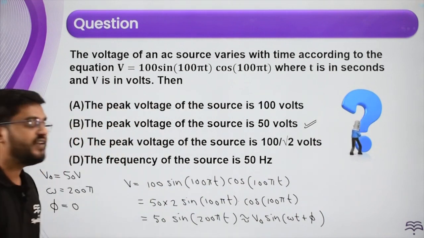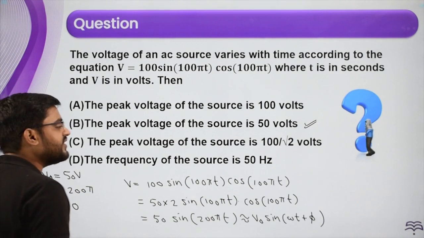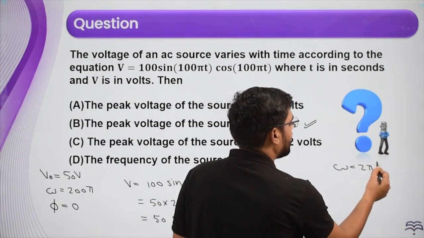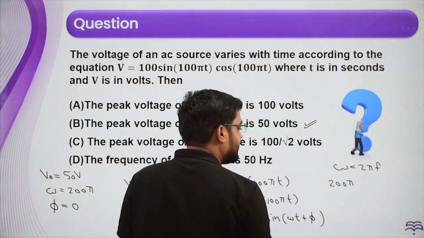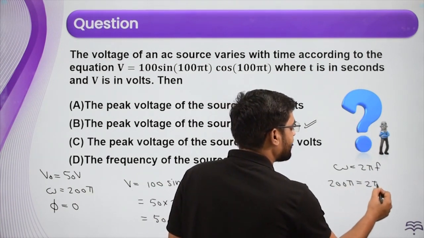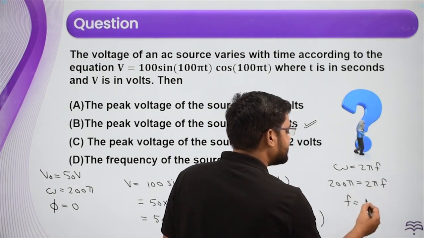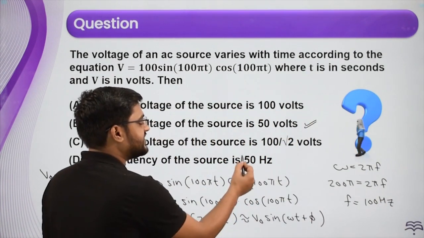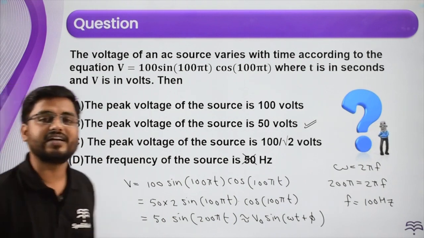What about the frequency? Frequency can be found using angular frequency. We know that omega is nothing but 2 pi f. Omega is 200 pi, right? And it must be 2 pi f. So here the 2 pi would cancel, and we get 100 hertz. So the option for frequency is not 50 hertz, it is 100 hertz. So only option B is the correct one.